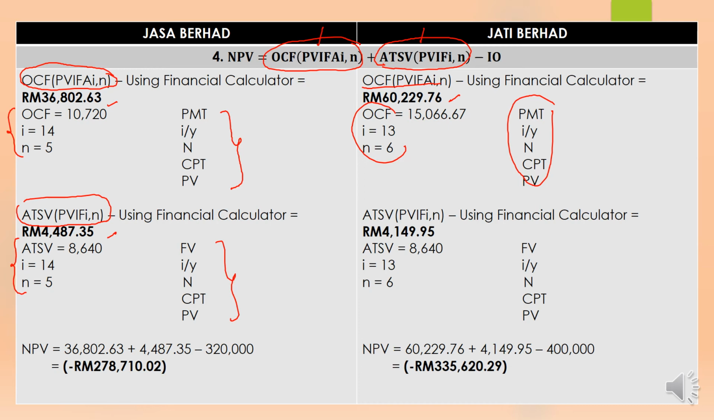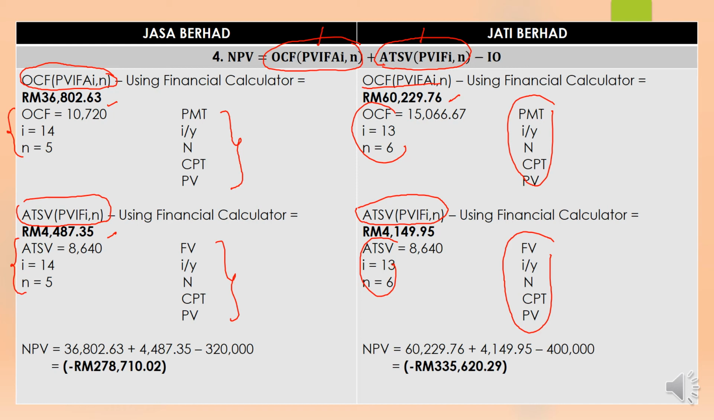While for Jati Berhad, you will get the answer RM4,149.95 for ATSV, PVIF by using the same command and information for the calculation of that equation.